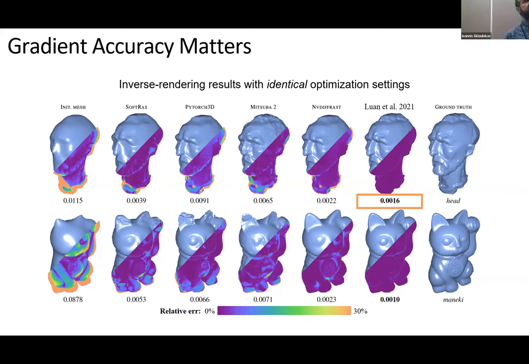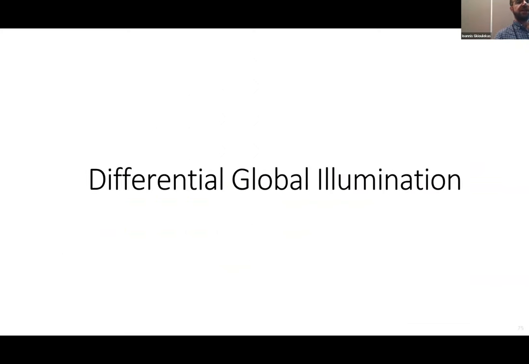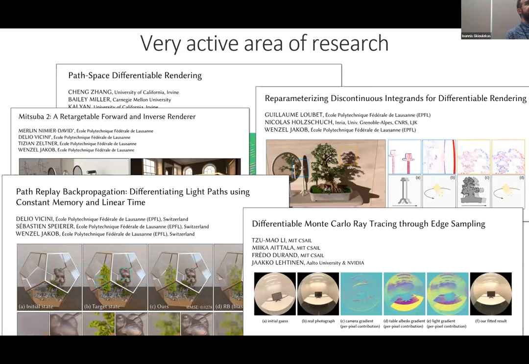All of this was just for direct illumination, so we're still not done with the full differentiable rendering algorithm. If we want to deal with global illumination, we need to take all of that and apply it to the case where light can bounce in the scene several times, potentially infinite times in theory, even though we never actually deal with that. How to generalize these ideas to the global illumination setting is a very active area of research.